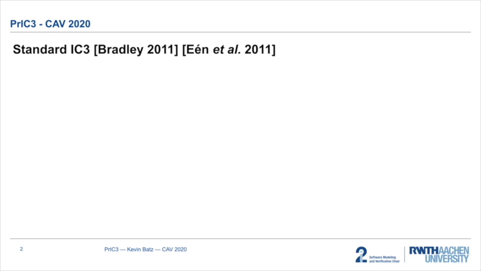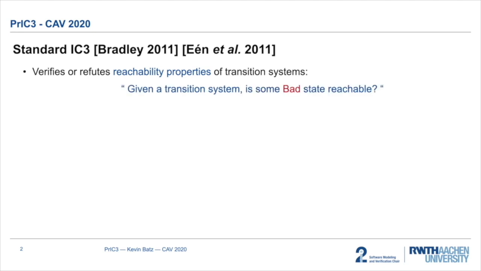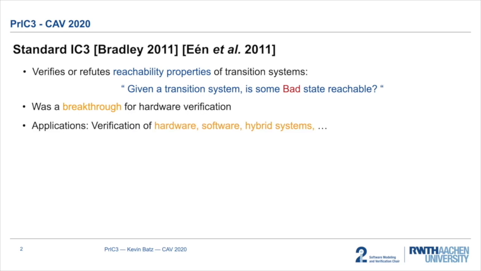IC3, or standard IC3, is a symbolic model-checking algorithm for verifying or refuting reachability properties of transition systems. IC3 was a breakthrough for hardware verification because it can scale to very large systems, and it has been extended for the verification of software and hybrid systems. We were concerned with the question whether IC3 can also be a breakthrough when it comes to verifying probabilistic systems.